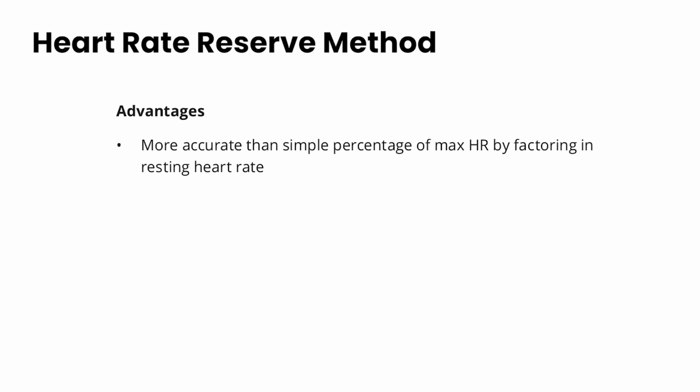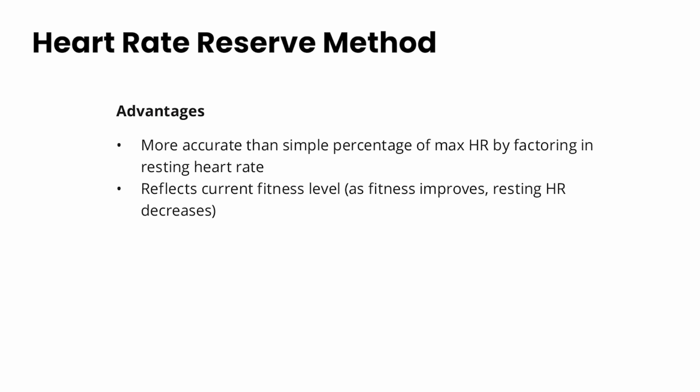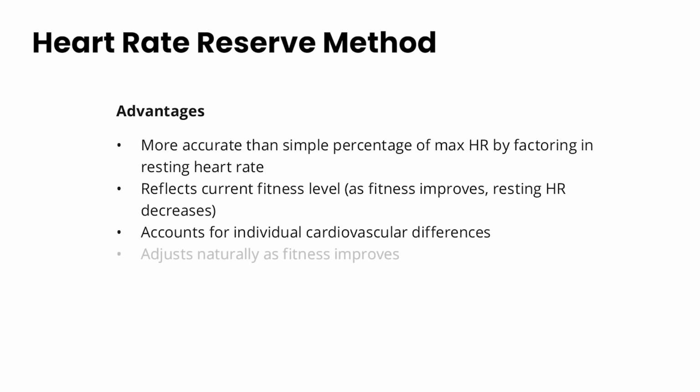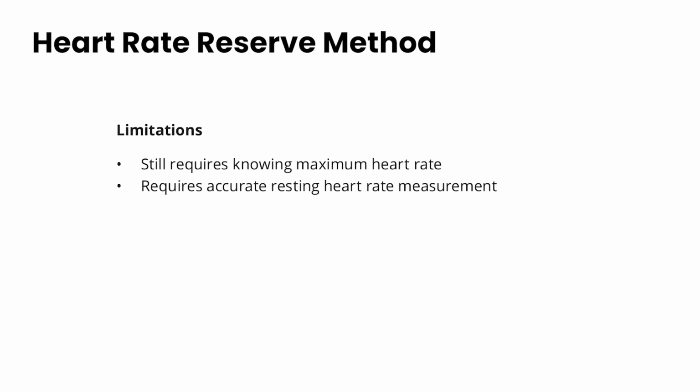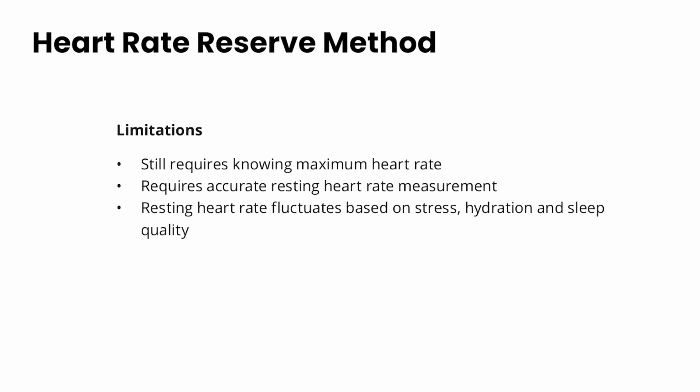Advantages: it is more accurate than simple percentages of max heart rate by factoring in resting heart rate. It reflects current fitness level. As fitness improves, your resting heart rate decreases. It accounts for individual cardiovascular differences, and it adjusts naturally as fitness improves. Limitations: still requires knowing your maximum heart rate. It requires accurate resting heart rate measurement. Resting heart rate fluctuates based on stress, hydration, and sleep quality. It is a more complex calculation than simpler methods.